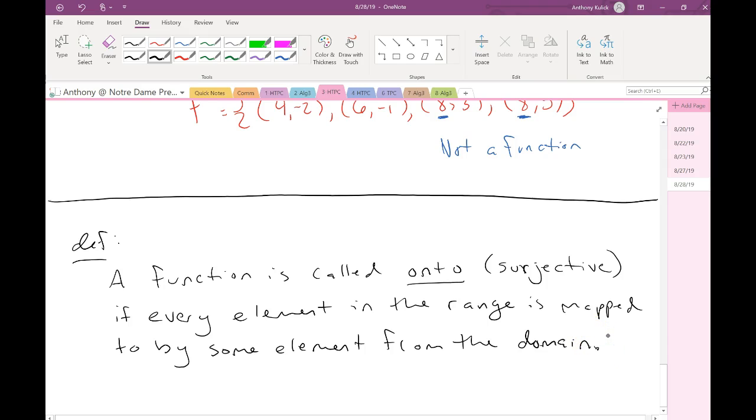So a function is called onto, or sometimes we'll use the word surjective. It's probably about a 50-50 split between resources, whether they call this term onto or surjective, if every element in the range is mapped to by some element from the domain. Basically what this is saying is everything in the range gets used. So you have to have a way to get to everything in the range. If I pick 7, there has to be some x that gives me 7 as an output. Everybody okay with that idea?